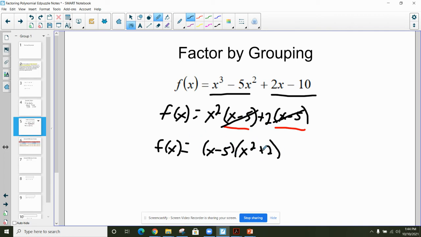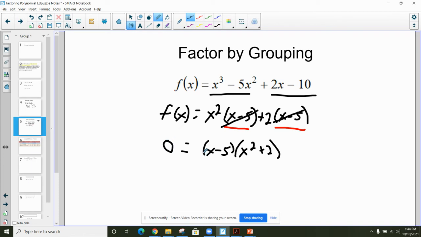Then you just double check. You're going to be left with a quadratic here. Make sure you can't factor that quadratic, and since you can't, you're done. This is factored form. Now if I say this equals 0, what would my x-intercepts be?